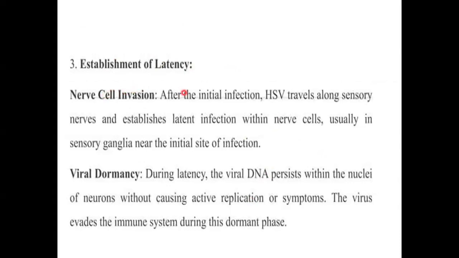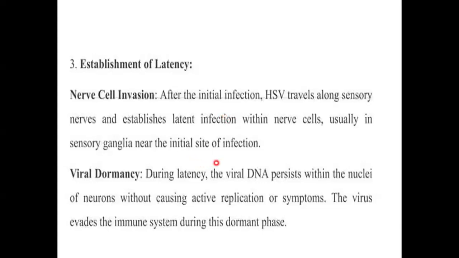Nerve cell invasion. After the initial infection, HSV travels along sensory nerves and establishes latent infection within the nerve cells. So it's usually in the sensory ganglia near the initial site of infection. So if it's around the mouth, we can think of which sensory ganglia. We have the trigeminal ganglia. We have all the nerves that are around the mouth. So that's where it's going to establish its latency.